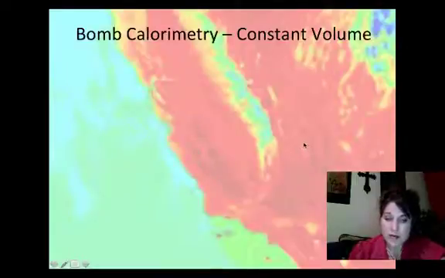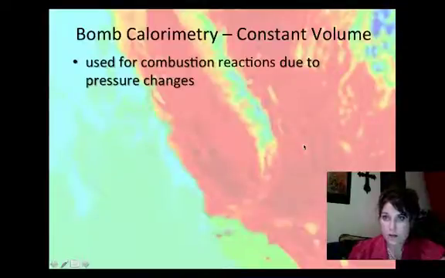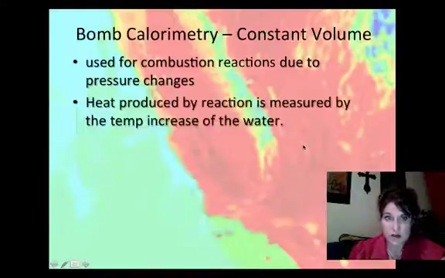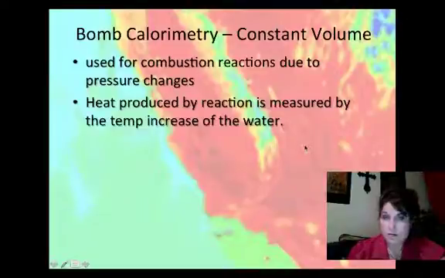A bomb calorimeter is a different type of apparatus. The concept is the same. We're going to measure a temperature change, but this time we're going to keep the volume the same. This would be most useful when we're using combustion reactions, because a combustion reaction tends to produce a lot of gas, which would create pressure changes. So bomb calorimetry is used to measure the heat in hydrocarbons, for instance, because those are typically measured by combustion.